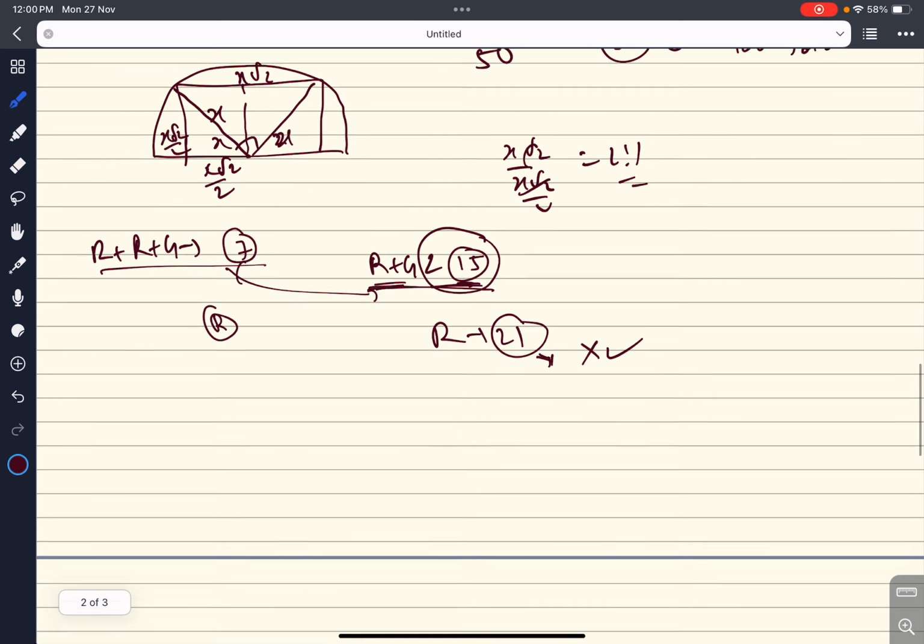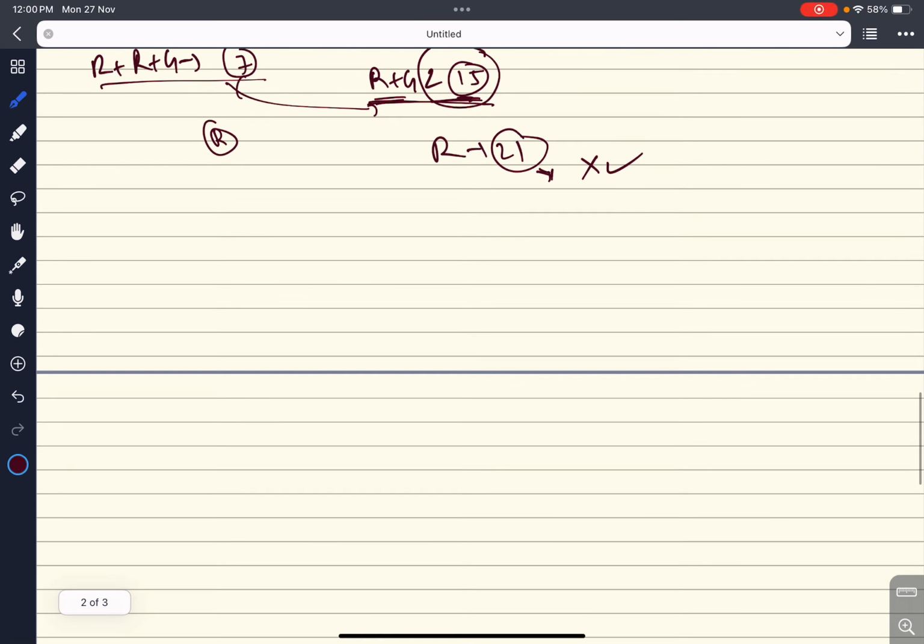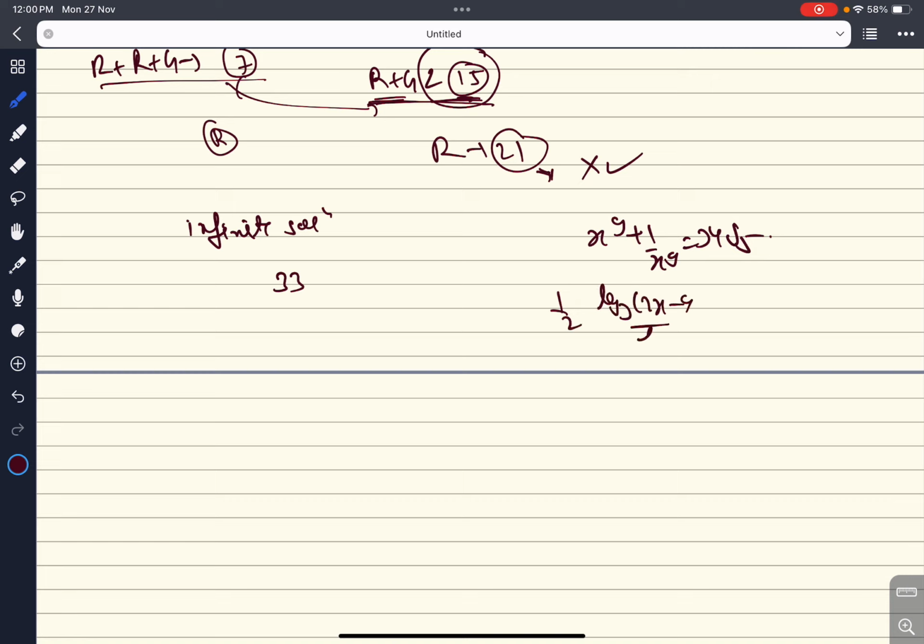Now other questions which you told me, I'm just telling you. This question was for that infinite solution question. Infinite solution. Answer was 33. Now x to the power 9 plus 1 upon x to the power 9, answer was 34 root 5. And for the difference, the question was log base 3 2x minus 9, log base 3 4 was the question.